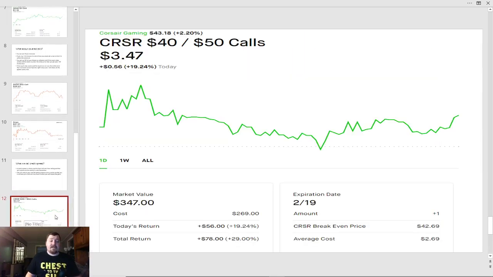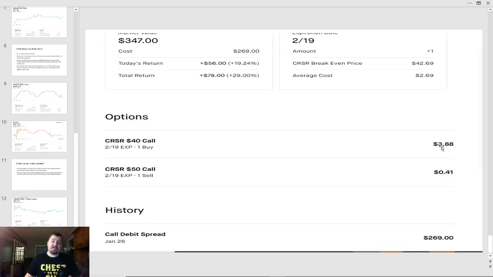So an example of a credit spread is this one here, Corsair Gaming. I bought a $40 call expiring on Friday, and I sold a $50 call expiring on Friday, the same transaction. I paid $269 for this. Now my max gain, because it's a $10 spread, is $1,000. So how this worked was I spent $388 for the rights to buy 100 shares at $40 each, and then I sold a $50 call for $41. So 388 minus 41 is 269.